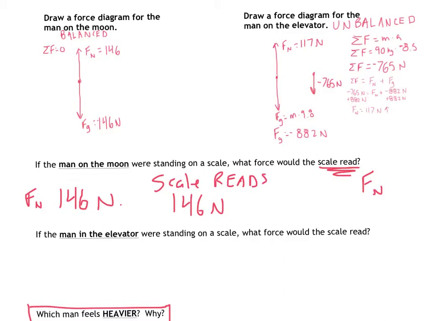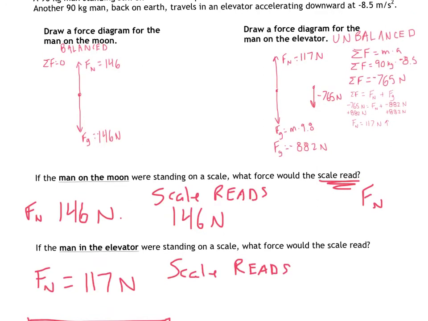But now the man in the elevator has a lesser normal force than he would if he were standing still because he's accelerating downwards. The normal force for the man in the elevator is 117 newtons. So the scale would read 117 newtons.